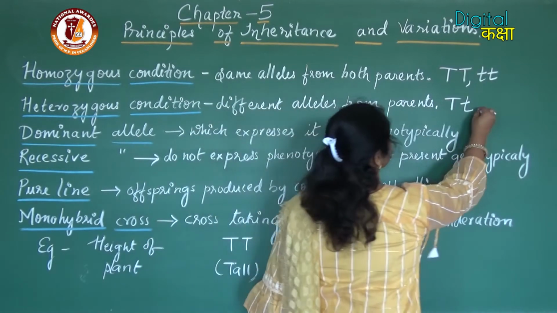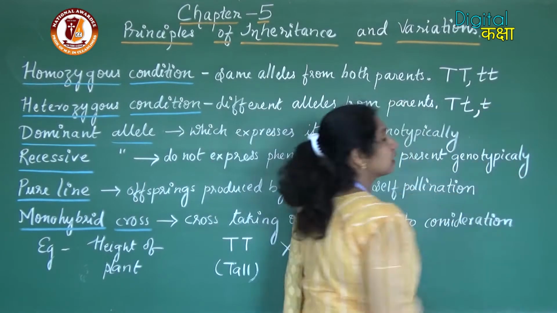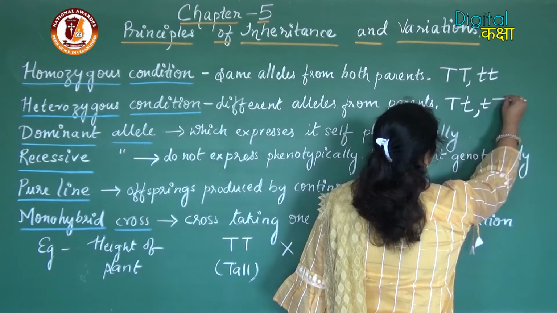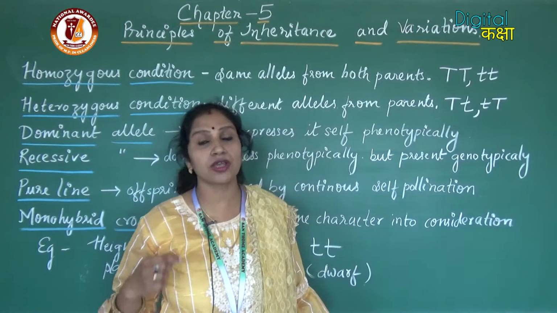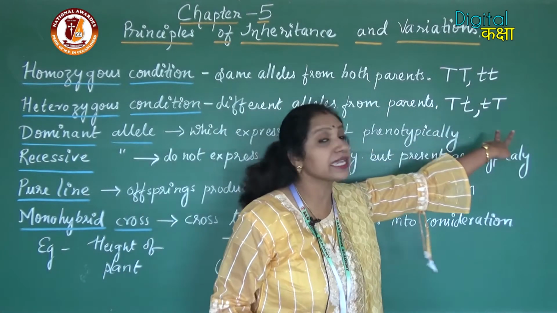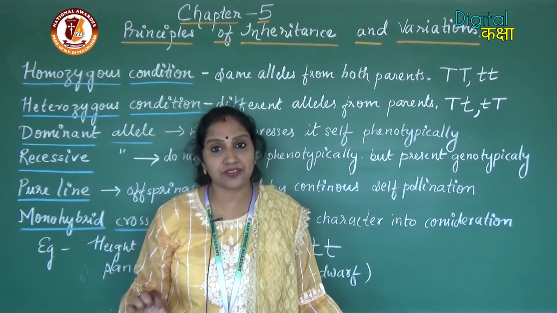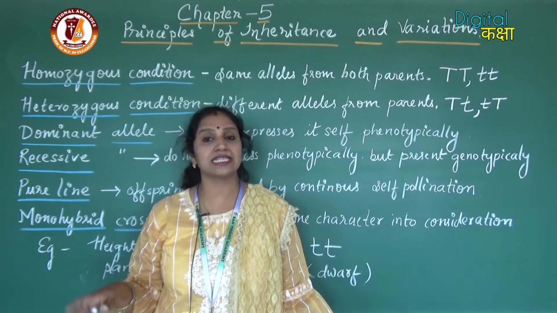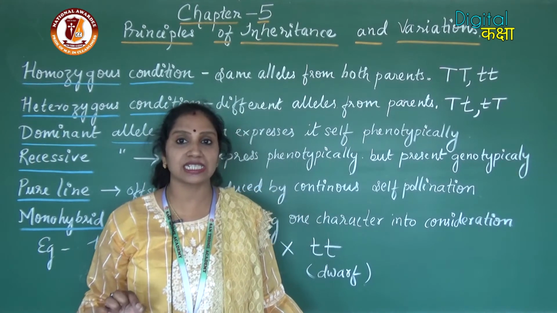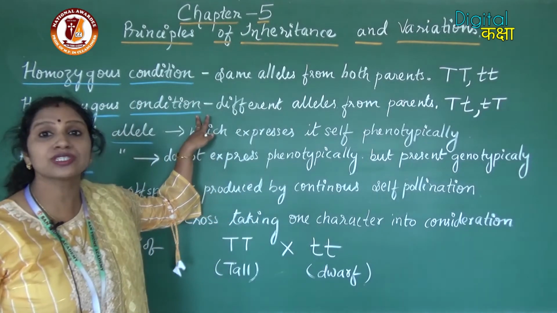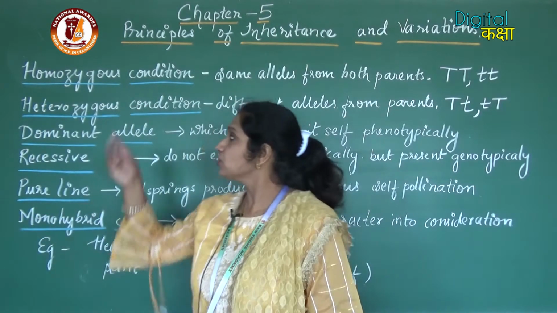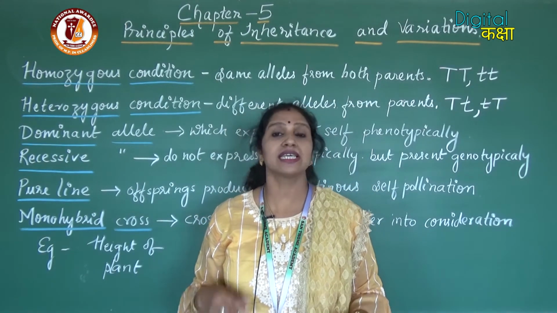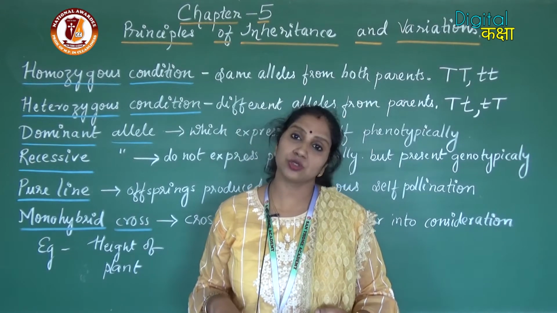Okay, so here one more thing can occur. From one parent the individual can get the allele of dwarfness, and from another parent it can get the allele for tallness. So in these conditions, where both the alleles are different, that means the offspring is getting two different alleles from the two parents, that condition is called heterozygous condition. So homozygous, same alleles from both parents; heterozygous, dissimilar alleles from the two parents.